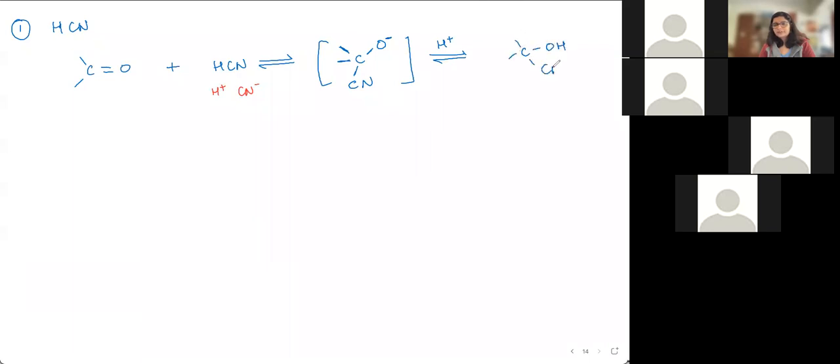OH and CN. So when you have CN and OH attached to the same carbon atom, this is called a cyanohydrin. Okay, this is the name of the product. That's it. As straightforward as this. You just needed to identify the correct nucleophile and it's added across C and O.